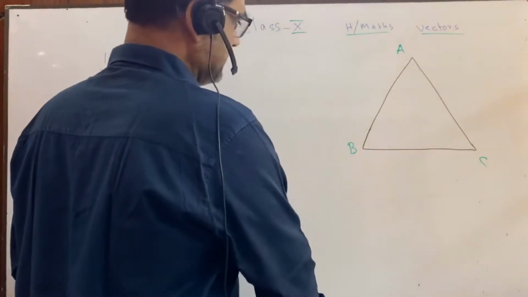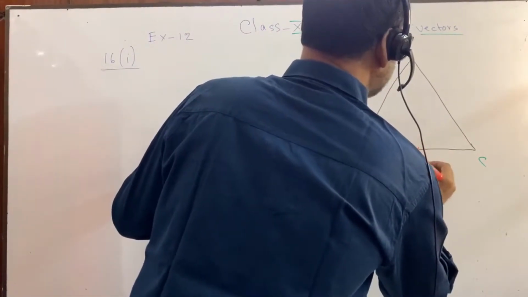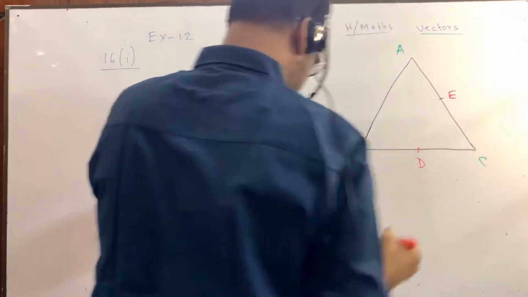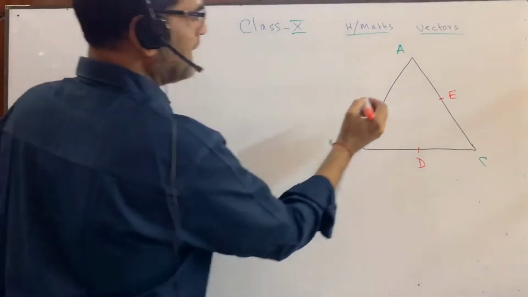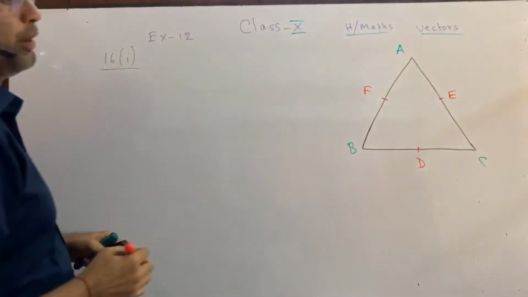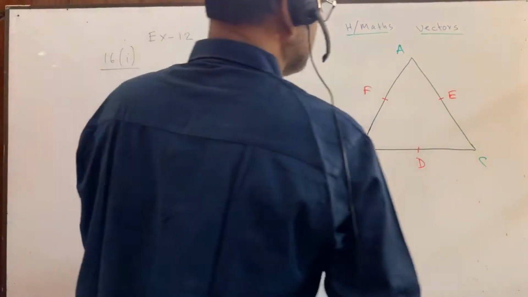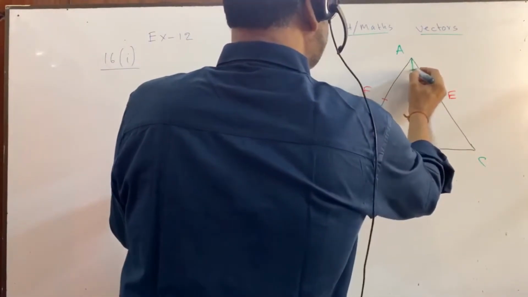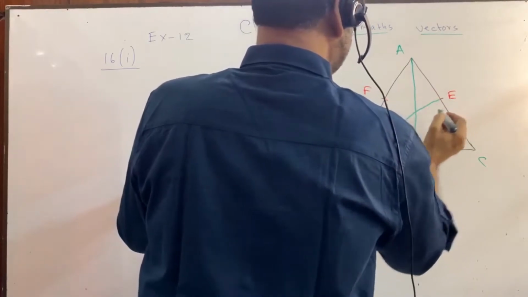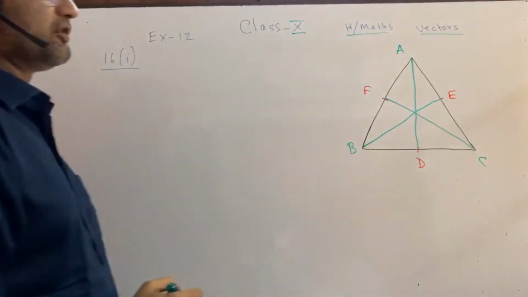So what we are getting, it is the midpoint. You see, D is the midpoint here. E is the midpoint. You see, and here F is the midpoint. We have got three midpoints, okay? Now let's join AD, BE and CF. We have got three medians, okay?